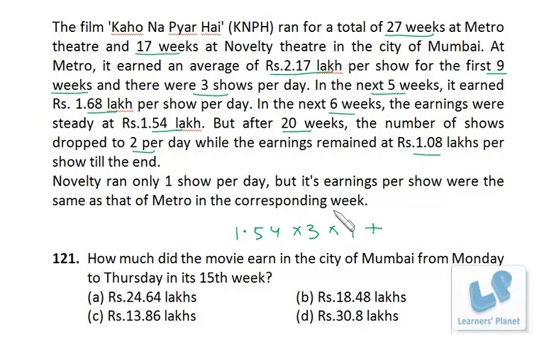And from Novelty, it is just running 1 show per day. So earning is same, that is given. Earning per show is same. So 1.54 lakh for 1 show for 4 days, right? So what we can do is 1.54 into 4 can be taken as common. So precisely our calculation is 1.54 into 4 into 4. If we take 1.54 as common, we will be getting 3 plus 1 in the bracket. So 1.54 into 4 into 4.